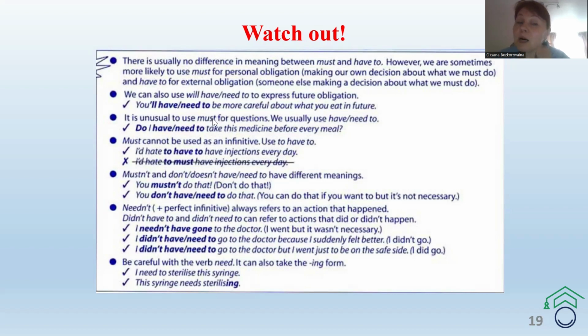It is unusual to use must for questions. We usually use have or need to. Do I have to or do I need to take this medicine every day? Not must I. So must is usually not used in questions. Must cannot be used as an infinitive. Instead of must, we use have to. I'd hate to have injections every day.